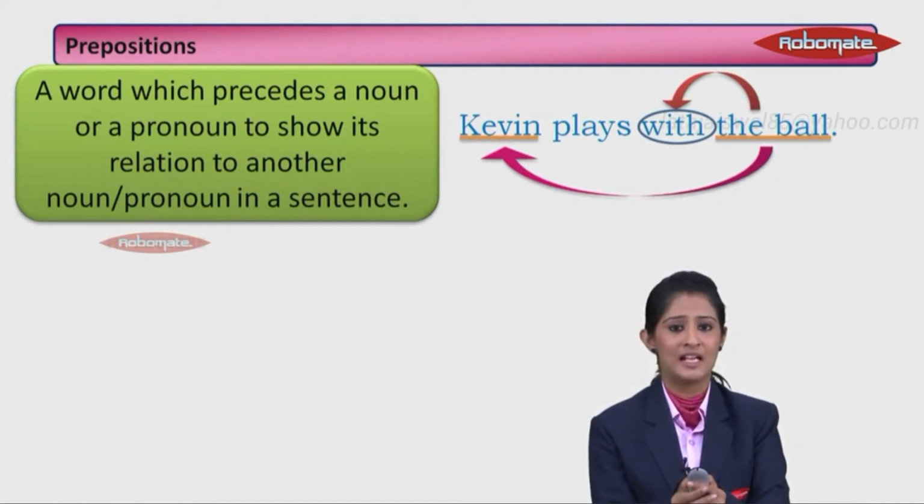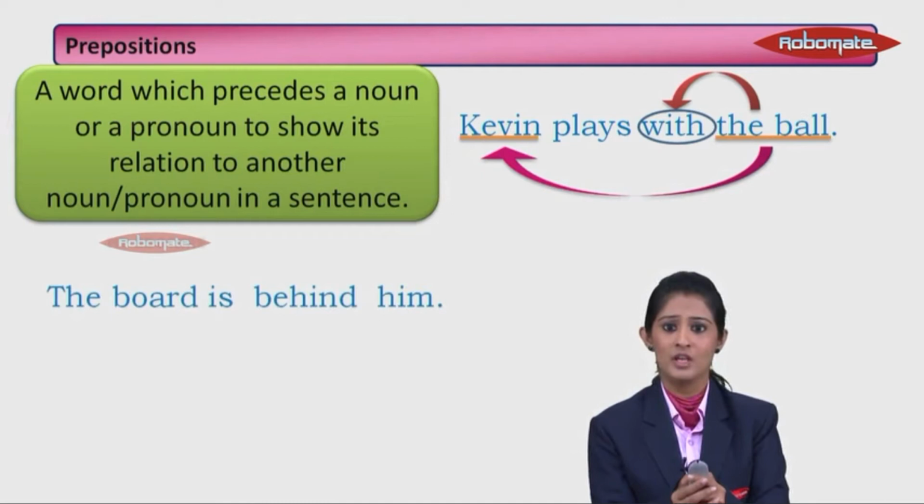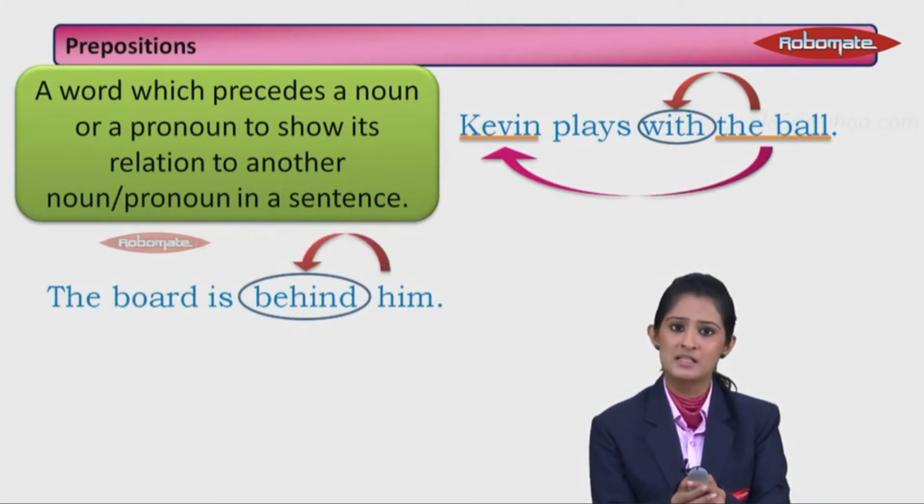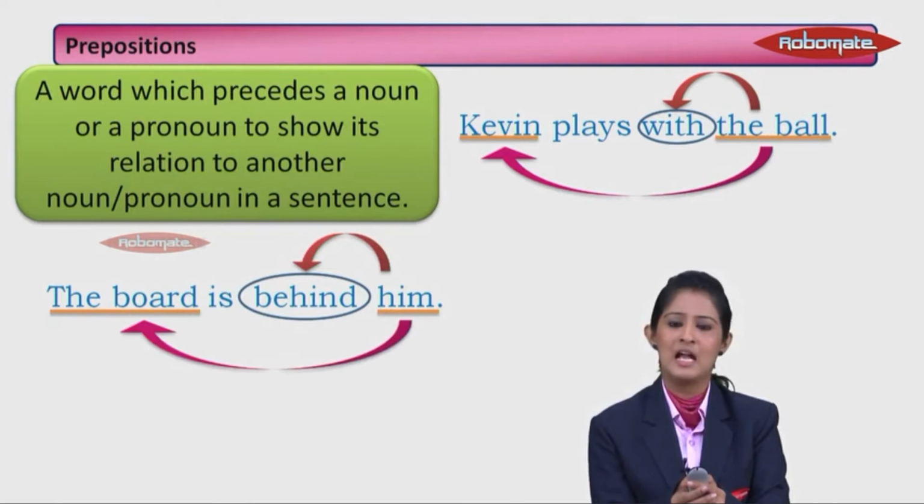Let's take a look at the second example. The board is behind him. The preposition is the word behind. This word precedes a pronoun here. The pronoun is him. We understand the relation of the word him and the word the board. Thus, behind becomes our preposition.